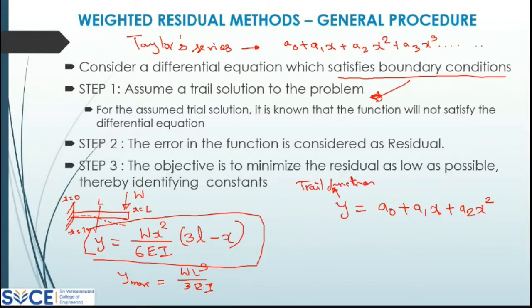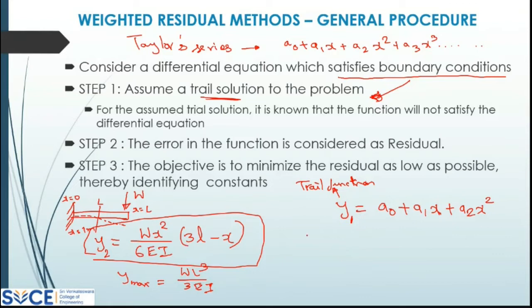So you assume a trial function, something you assume, and you say that is your answer. But you know that is not the real answer, so you have lots of error. Let me consider this is y1 and this is y2, for convenience. You know that y2 is the real answer, and y1 is the answer you assumed. So there will be an error.